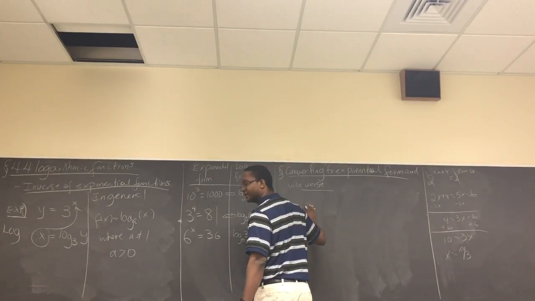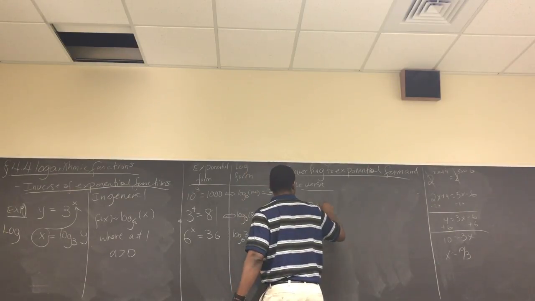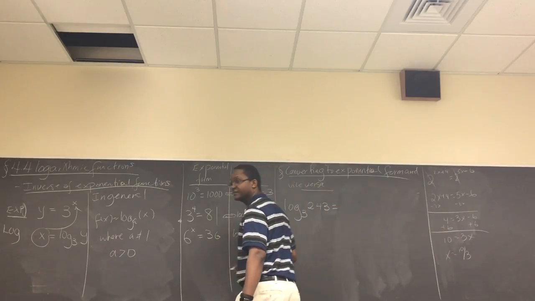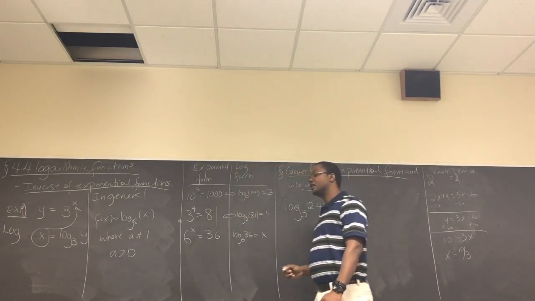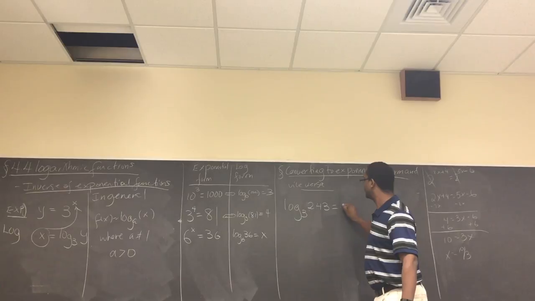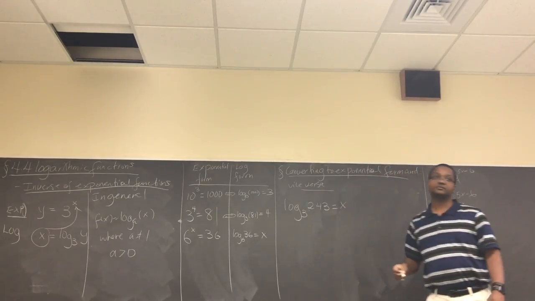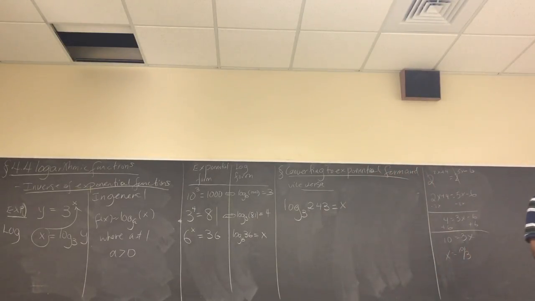It's 243. Let's say I have the expression log base 3 of 243 is equal to x. Right here, this is clearly a log, yes? Does anybody happen to know what the answer to this right here is? Log base 3 of 243. It actually is helpful if I can write this in exponential form.